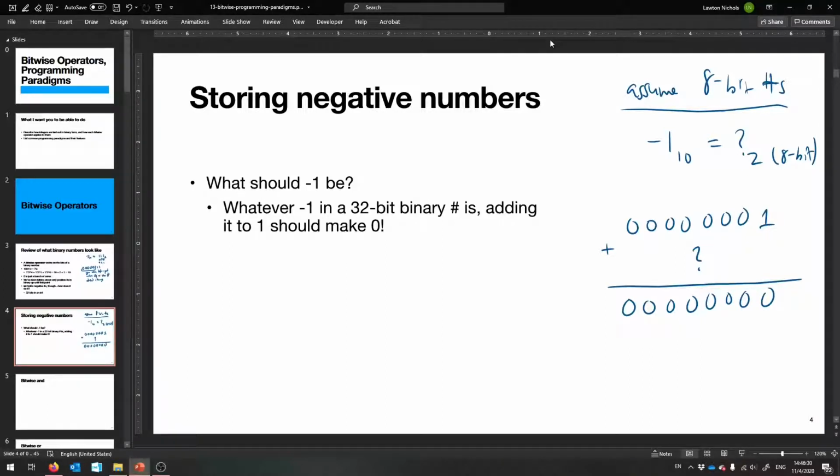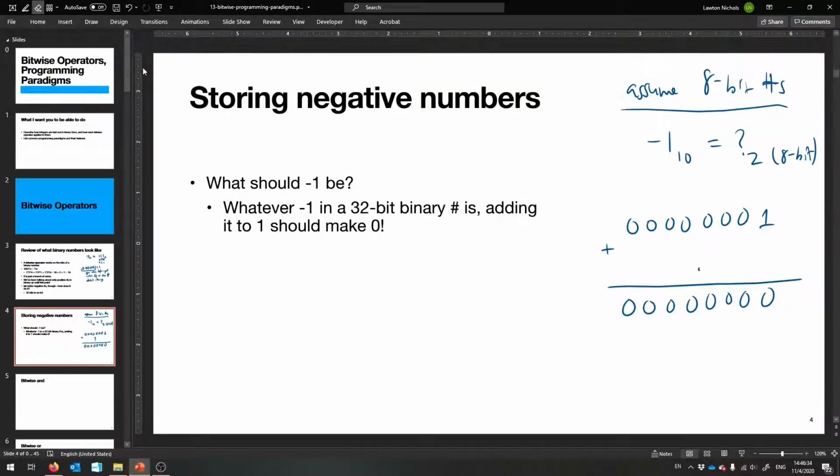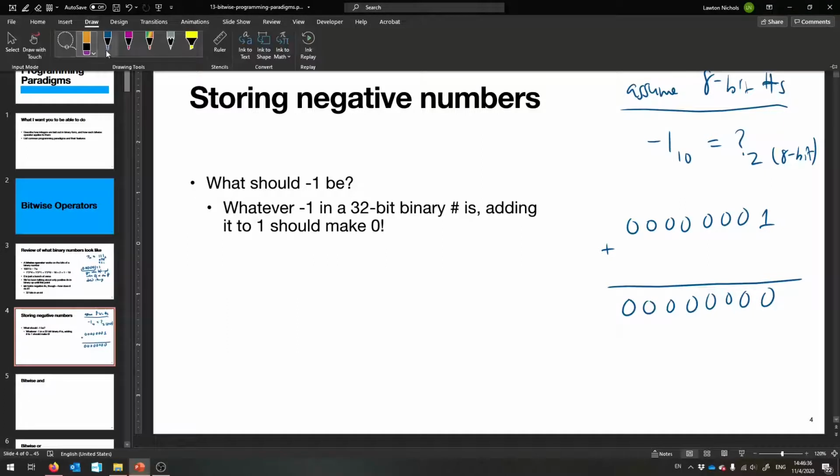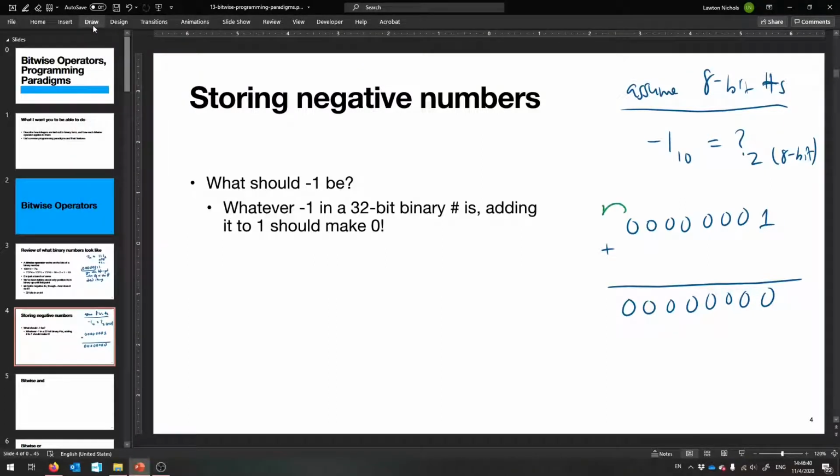What in the world are we going to do here? We're actually going to take advantage of the fact that if you carry far enough, like you carry way over here, it just gets discarded.